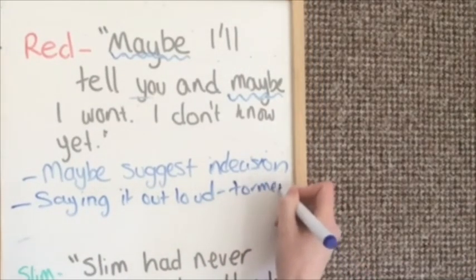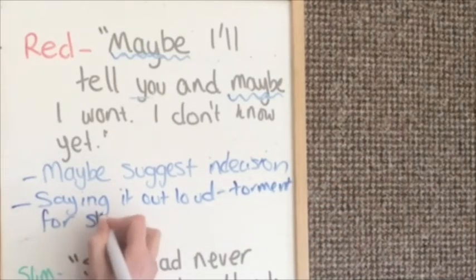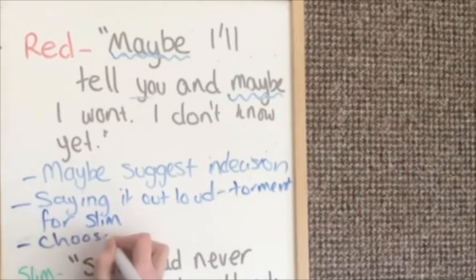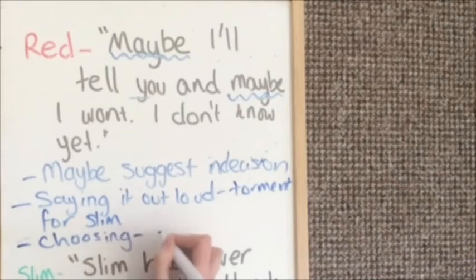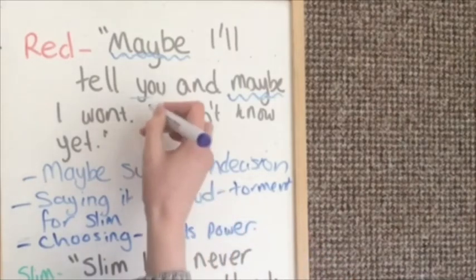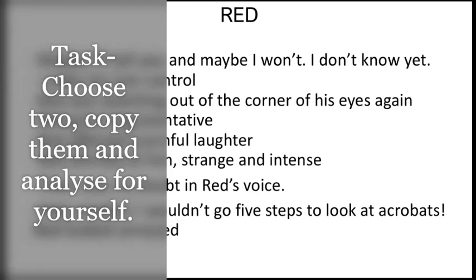And this tells us that he doesn't mind tormenting Slim. He's deciding whether or not to let him in on a secret, but he's telling him that he's deciding that. That's not very nice. He doesn't really care about Slim's feelings. And then lastly, I want to be thinking about, he gets to choose. He gets to decide whether or not Slim gets in on the secret. So he holds power, and he likes letting Slim know that. So he's telling him about it.